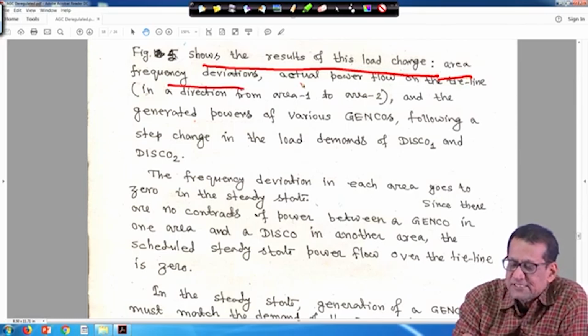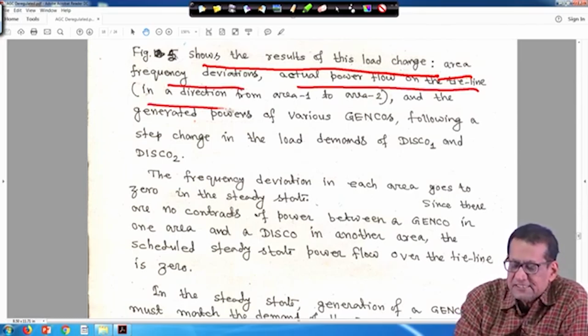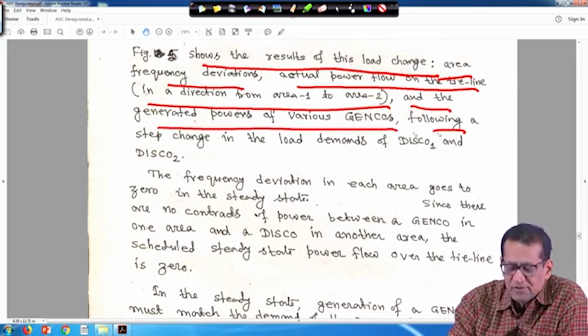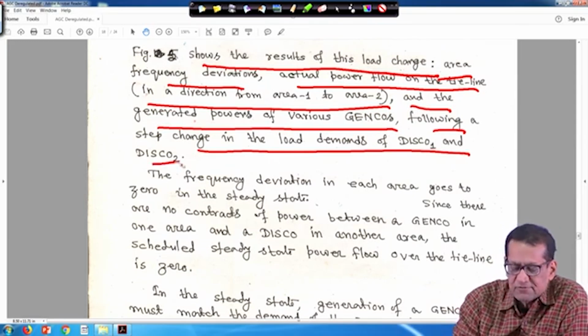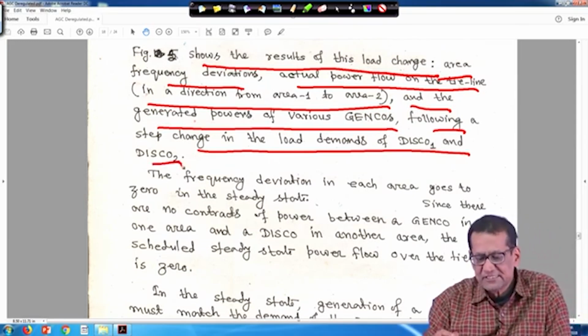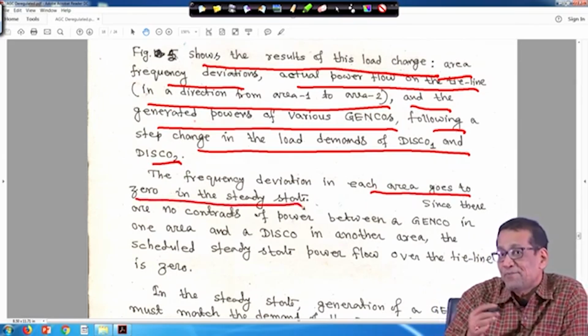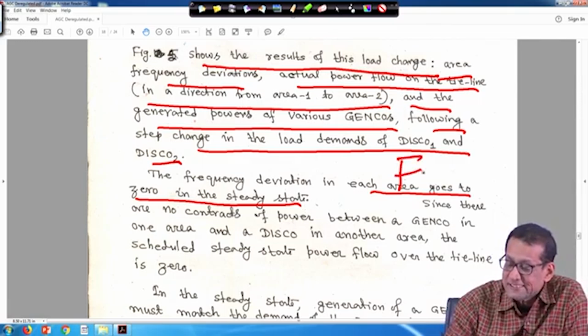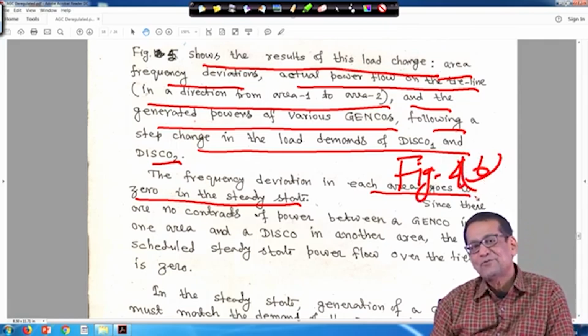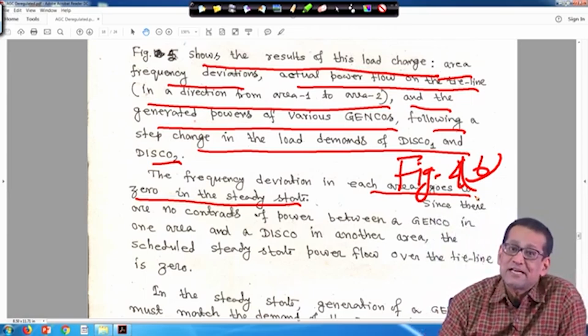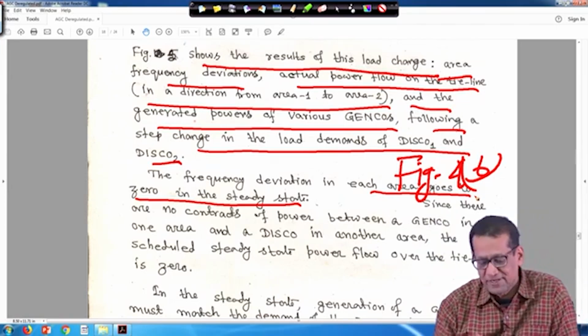So, the area frequency deviation, the actual power flow on the tie line in a direction from area 1 to area 2, and the generated powers of various GENCOs following a step change in the load demands of DISCO 1 and DISCO 2. The frequency deviation in each area goes to 0 in the steady state, that also I showed you. But for your steady state analysis, you will consider figure 4b and from there mathematically you find out what the steady state is. You know that steady state delta f1 SS is equal to delta f2 SS, which is equal to delta f SS, and based on that you try to find out.